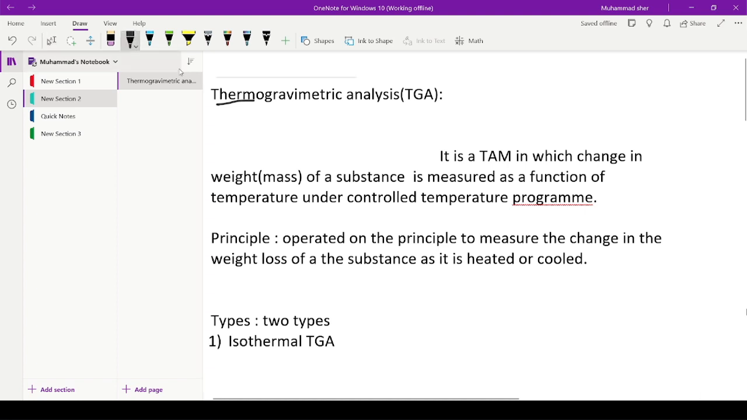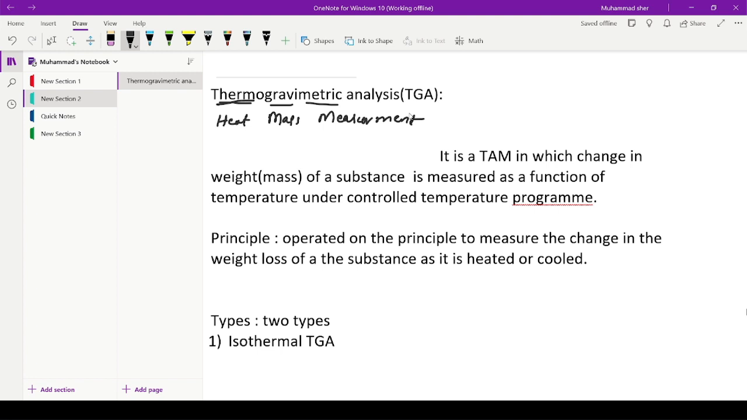Thermogravimetric analysis. It's clear from the name that thermogravimetric analysis is a combination of three words. The first one being thermo, which means heat. The second one gravi, which means mass, or we can say weight. And the third one metry, which means measurement. Now, in thermogravimetric analysis, we will basically measure the relationship between the heat and mass.